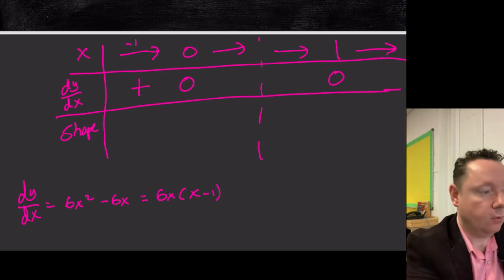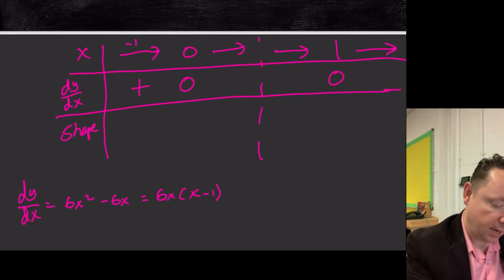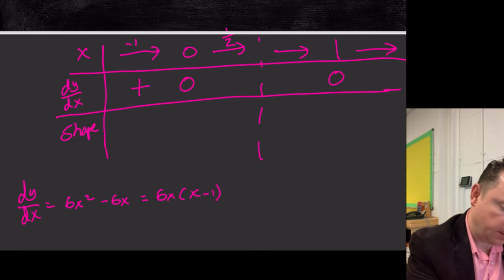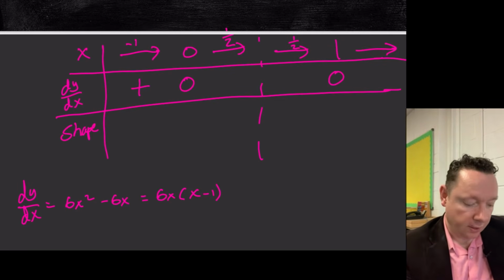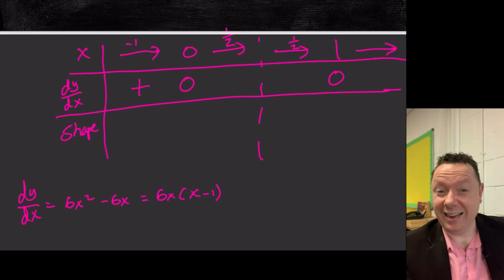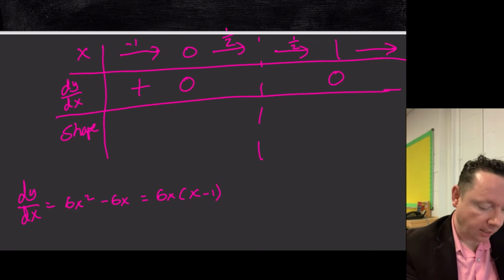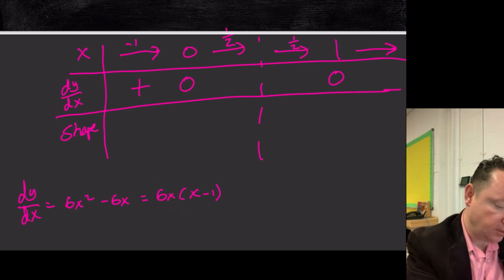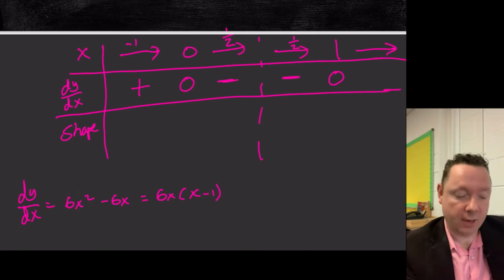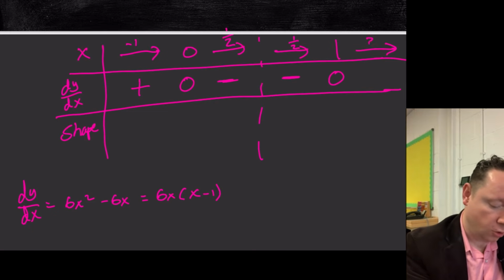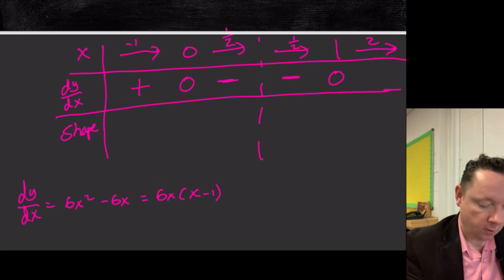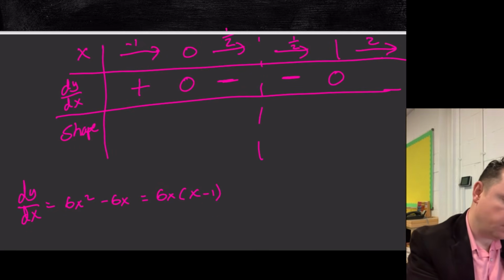For a number between 0 and 1, let's pick a half, but you can pick any number that works for you. I don't need to work out exactly: a half minus 1 is negative, and 6 times a half is positive. A positive times a negative is a negative. So that's negative. Now a number bigger than 1, let's pick 2. 6 twos is 12, 2 minus 1 is 1, and 12 times 1 is 12, so it's positive.